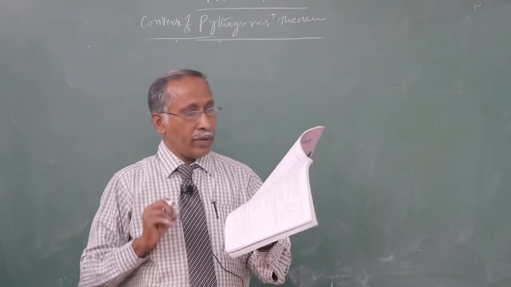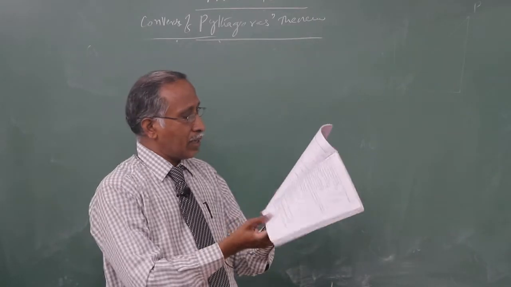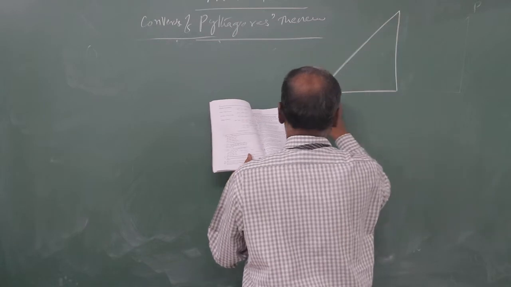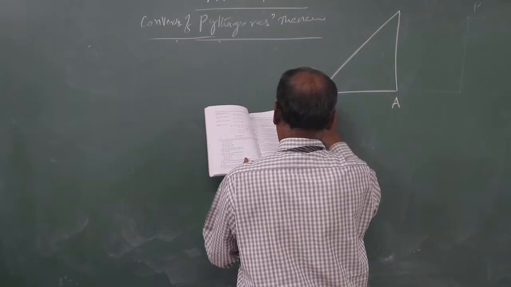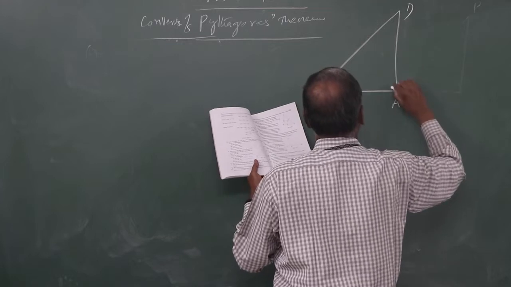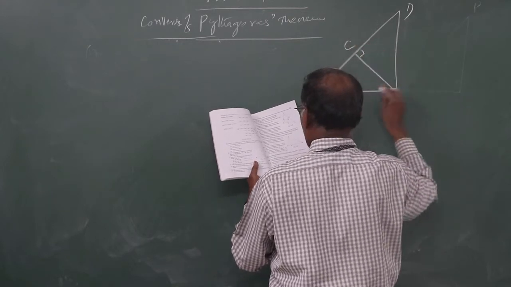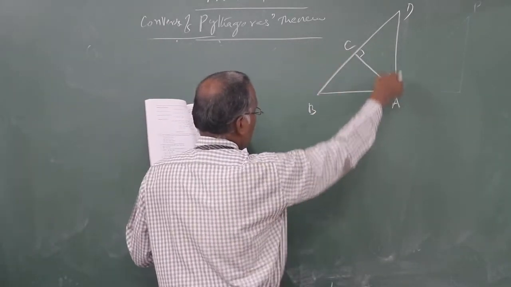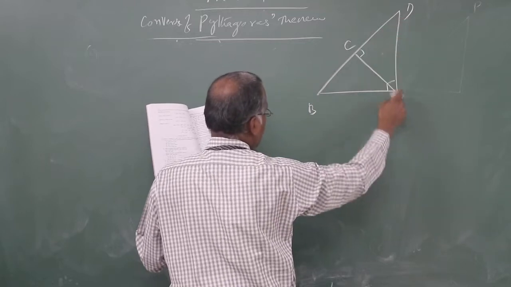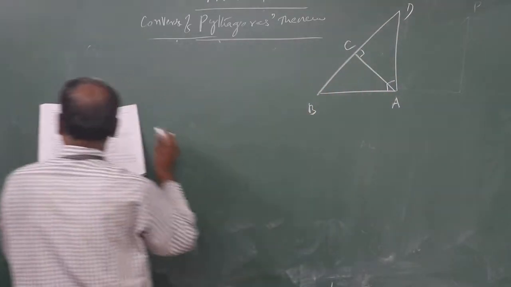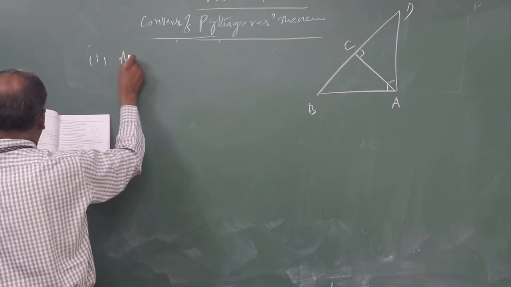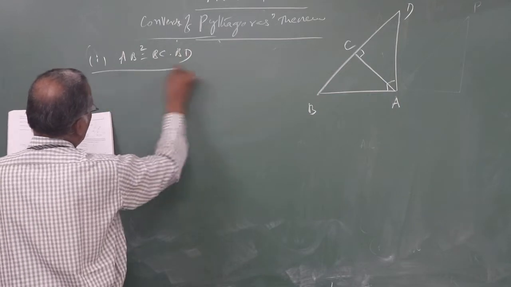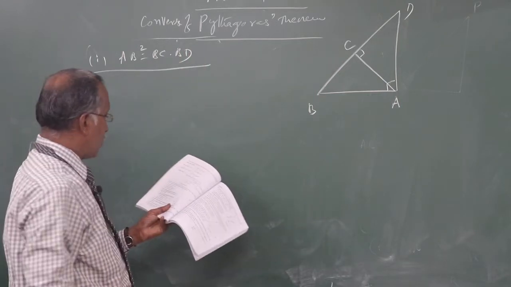Right. Now, for the figure they have given, let us draw one figure here. What do I have to prove? In triangle BAD, angle BAD is 90 degrees, AC is perpendicular to BD. Show that first one, AB square is equal to BC into BD. There are three parts. One part I'll explain. How do you compare now?